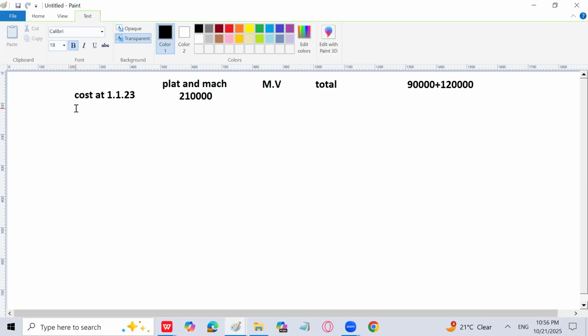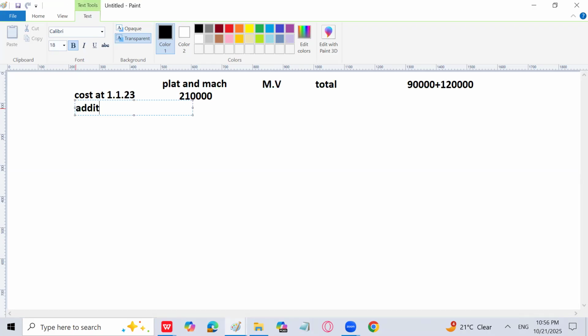Now I will go for the addition, or purchase you can write. Then I will go for the revaluation if there is any. Then I will go for the disposal, the asset which has been sold, the cost of the asset. And last I am going to write the cost at 31st 12/23. Then we are going to have depreciation and impairment. Yes, we will write both together, depreciation and impairment, and I will discuss that afterwards.